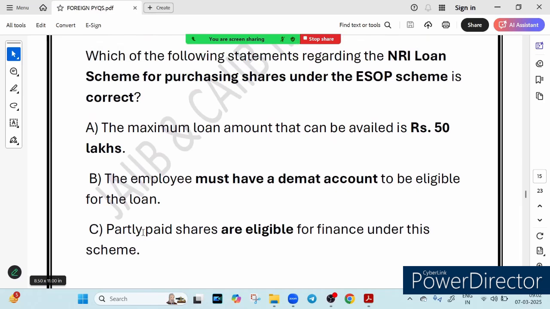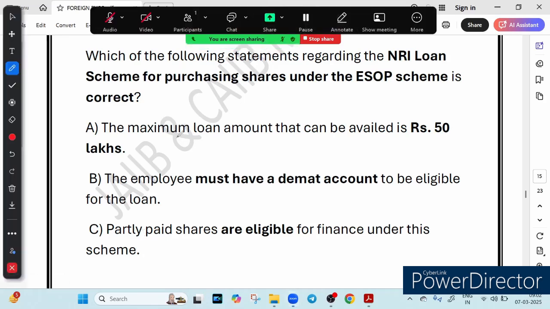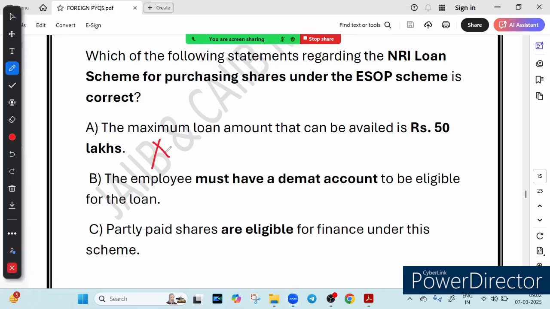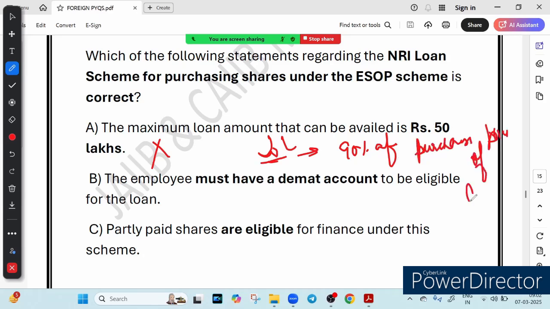So let's go through each and every option. Option A, maximum loan amount that can be availed is 50 lakh. This is incorrect, because the maximum loan amount allowed under the scheme is rupees 20 lakh, or 90% of the purchase price of the share, either of them, right? Either 20 lakh or 90% of the purchase price of the share. So this option is incorrect.